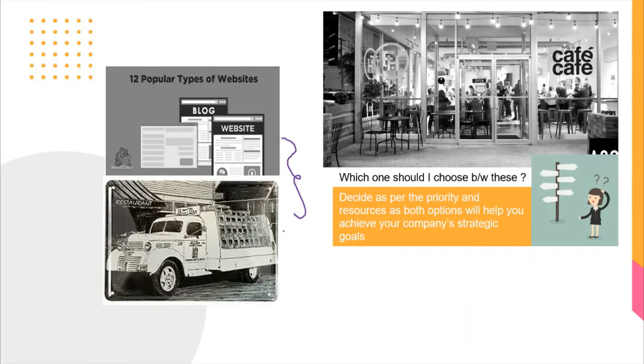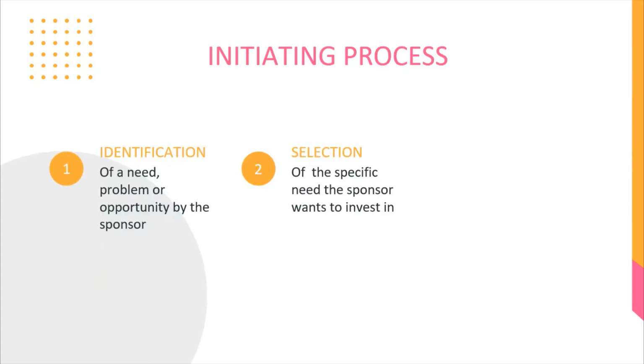Say for instance, I have only $100 available, then maybe I will invest in the website. And say for instance, I have over $2,000 available, then I will go for the truck to arrange the delivery. Usually the company has a set of processes to identify and select the needs.